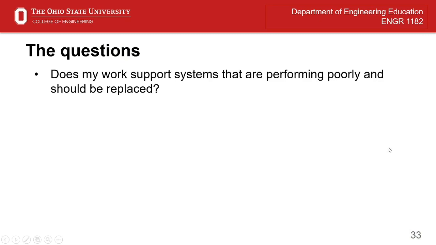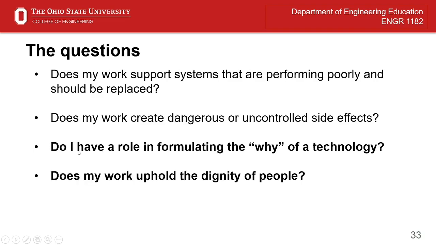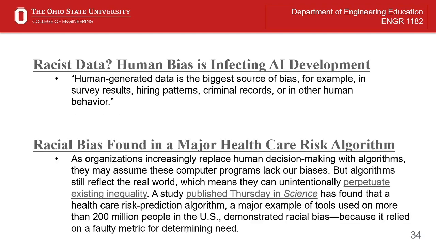And so getting back to this, right, uncontrolled side effects such as e-waste: do I have a role in formulating the why of a technology? Does my work uphold the dignity of people? One more example I'll throw out there before I finish is artificial intelligence. It's something that I find students are really, really interested in, really excited to work on, especially with the 1181 SDP project. But we have to think about, for one, who is AI for?